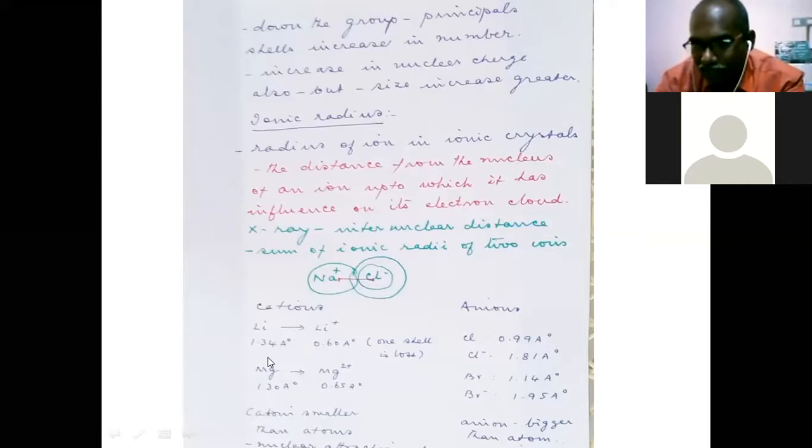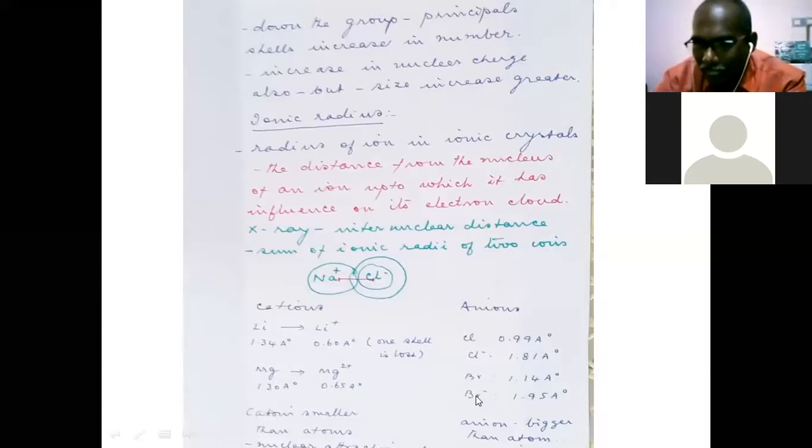Similarly, for magnesium, the atomic radius is 1.30 angstrom unit. Magnesium 2 plus, after the loss of two electrons, loses one complete shell. One shell itself is lost. Therefore, it becomes 0.65 angstrom unit. So the size of the cation is smaller than the size of its own atom.